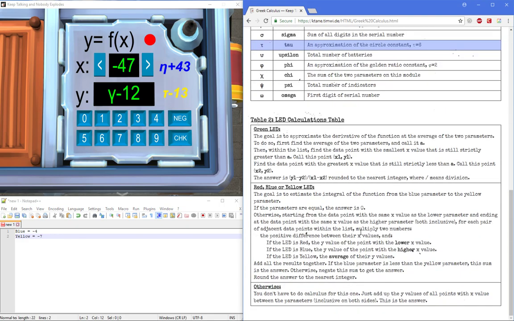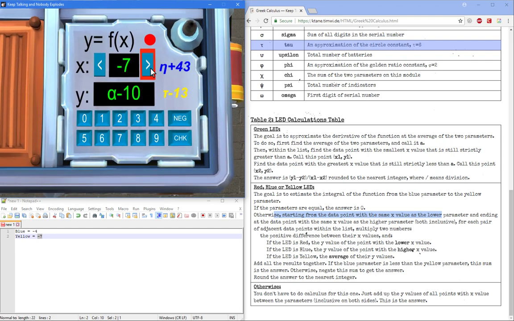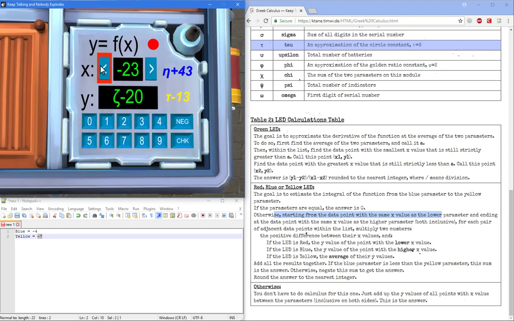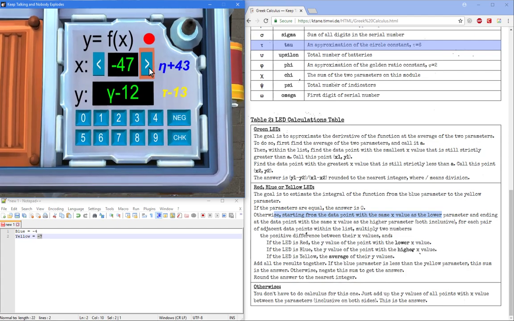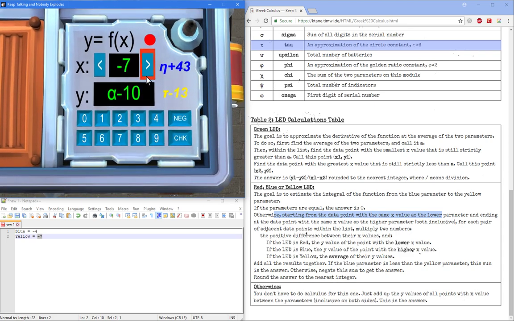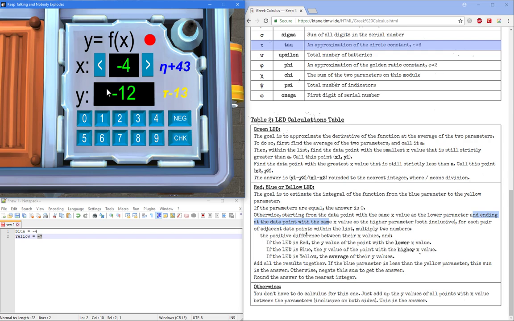So what happens then? If the parameters are equal, the answer is 0. Otherwise, starting from the data point with the same x value as the lower parameter, which is this negative 7. And see, here's negative 7. The x values are ordered from the least amount to the highest amount in increasing order, so it's easy to find negative 7. You would start from this data point and end at the data point with the same x value as the higher parameter, which is right here at negative 4.